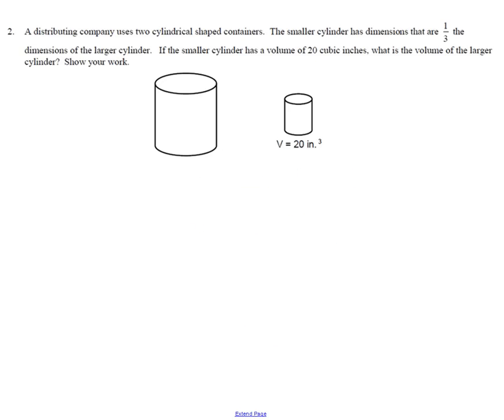How about this one? All right, good. We have 2 cylinders. Smaller cylinder has dimensions that are 1/3 the larger cylinder. So a lot of people are getting confused by this. If this shape is 1/3 of the bigger shape, how can we say how many times bigger this larger shape is than the smaller shape? It's 3 times as big.